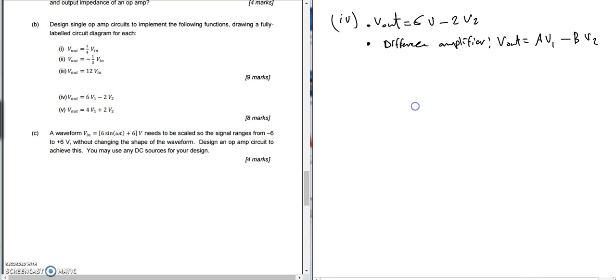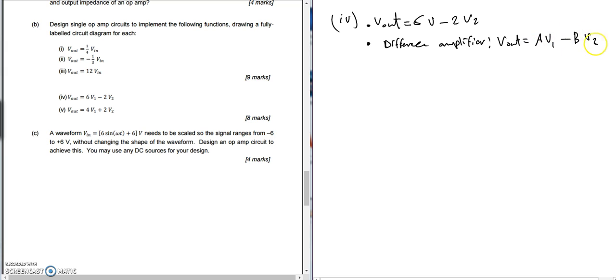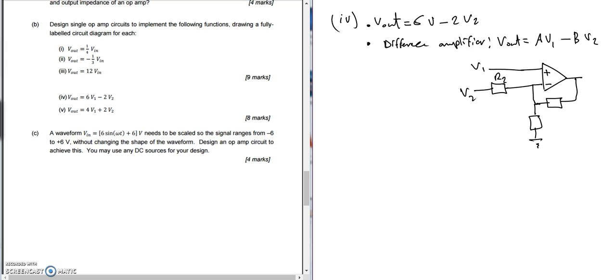So in that case, it's a difference amplifier where you have two inputs, V1 and V2, and you amplify each one of them, and then you get the difference between them. So the schematic of this is the following. As you can see here, V1, the first source, is at this part, the signal, and the second source is at this terminal. This is Vout.